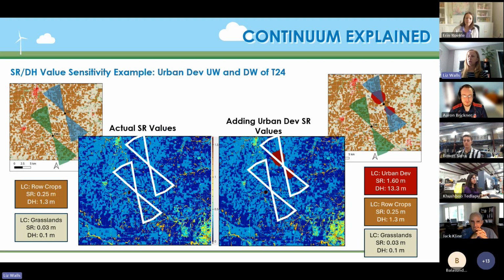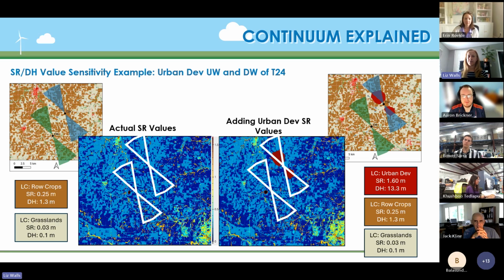Then we decided, let's do one more sensitivity, but in the other direction. So very similar to what Aaron just presented, but now we're going to say, what if we had an urban development city on both the upwind and downwind side of T24? Yeah, T24 is up there. So that's where it's shown in red.